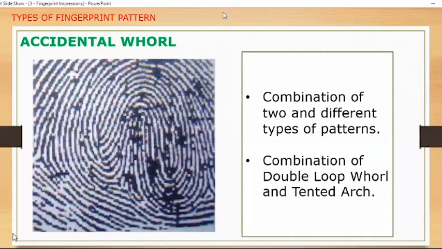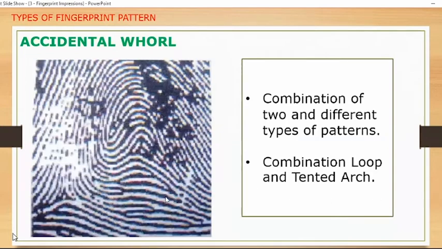Another is a combination of two and different types of pattern with a double loop wall and a tented arch. This is the tented arch because of this upward thrust. Next is a combination of loop and tented arch. Ito yung loop. Ito yung kanyang tented arch. Okay?